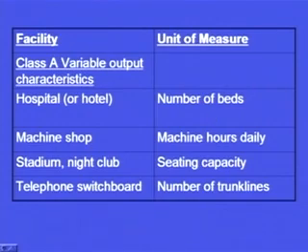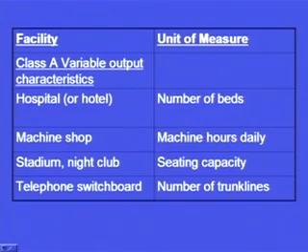So variable output characteristics in terms of hospital or hotel are the number of beds. In terms of machine shop, we can say machine hours daily. So daily how many machine hours have been put in order to convert the raw material into the final product. So that is giving us the capacity of the machine shop.